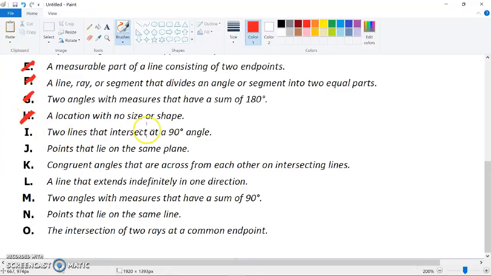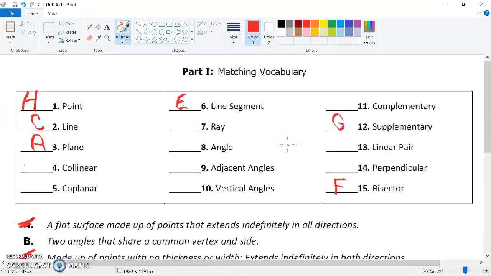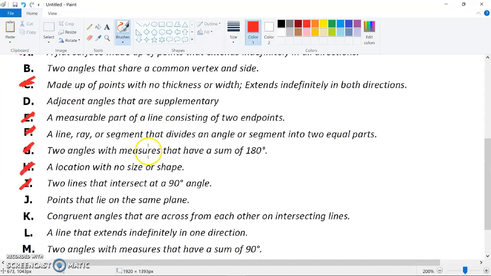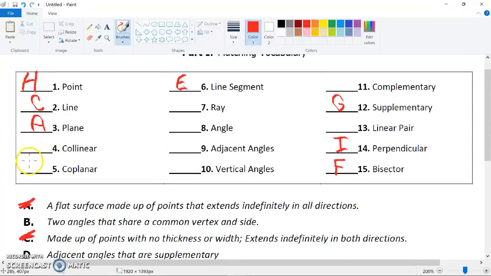I. 2 lines that intersect at a 90-degree angle. We call those perpendicular lines. So that should have been 14. J. Points that lie on the same plane are called coplanar. That is J.